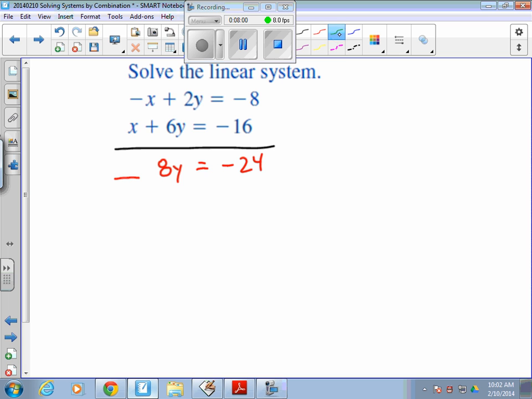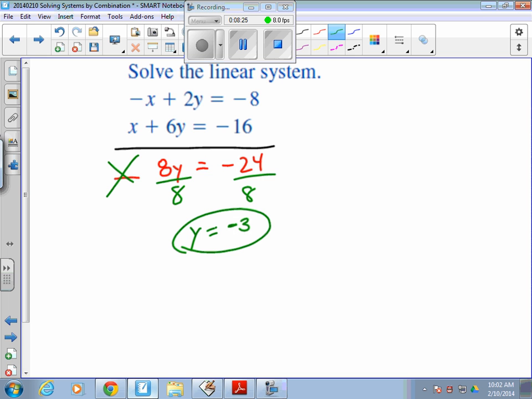Now what we did is we eliminated the x variable. So all we have is a simple one-step equation. 8y equals negative 24. Divide by 8 on both sides, and y equals a negative divided by positive. Opposite signs is always negative. 24 divided by 8 is 3. So you have a value for y. It equals negative 3. Plug or substitute that one back into one of the other equations.